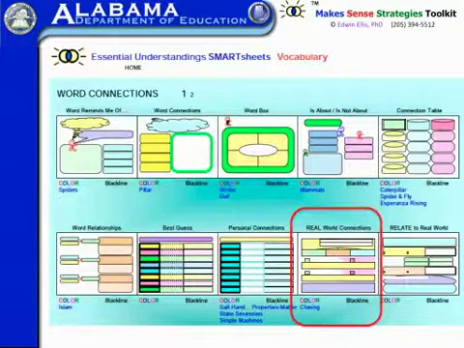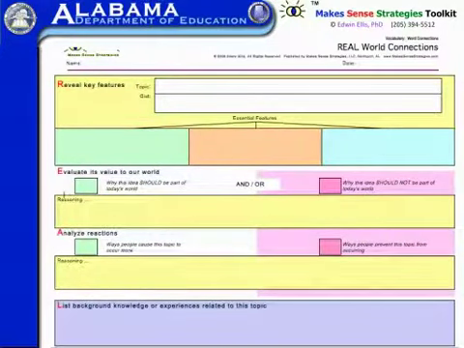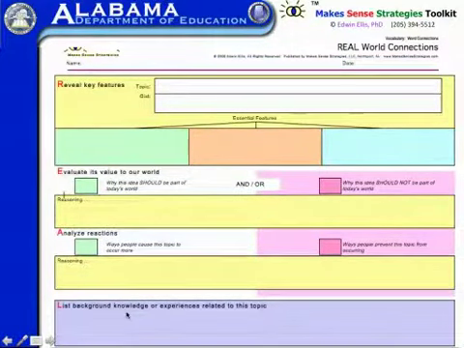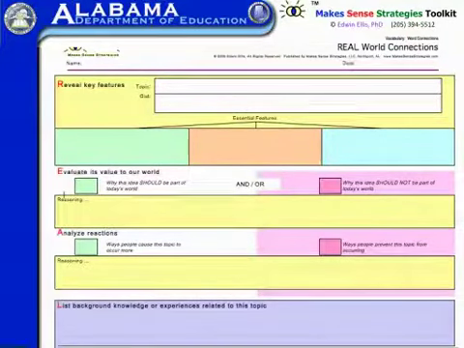Real world connections is really drilling down on a word and how that word connects to the real world in some way. There's a mnemonic device called REAL, and what we're going to do is reveal the key features, evaluate its value to our world, analyze reactions, how people react to that word, and then list background knowledge and experiences. Under reveal key features, we've got the topic or the word, and what's the gist of what it means, like the main idea of the definition. The essential features are key elements of the definition that are very specific.